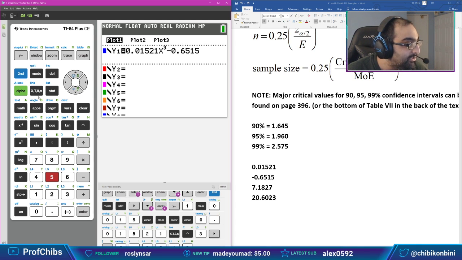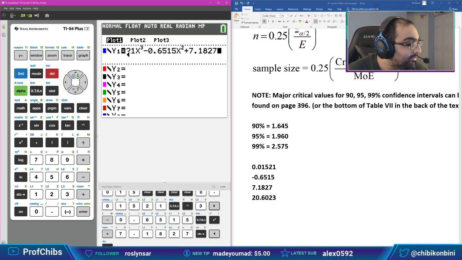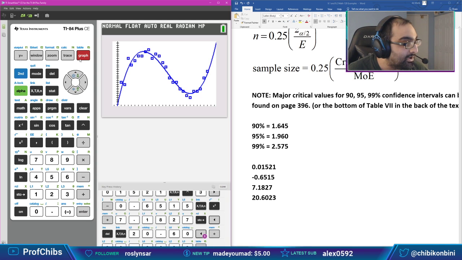Let's see, this should be x squared, plus 7.1827x. Why the heck would you put that? Alright, plus 20.6. That's what the cubic line of best fit actually looks like there, Aiken.